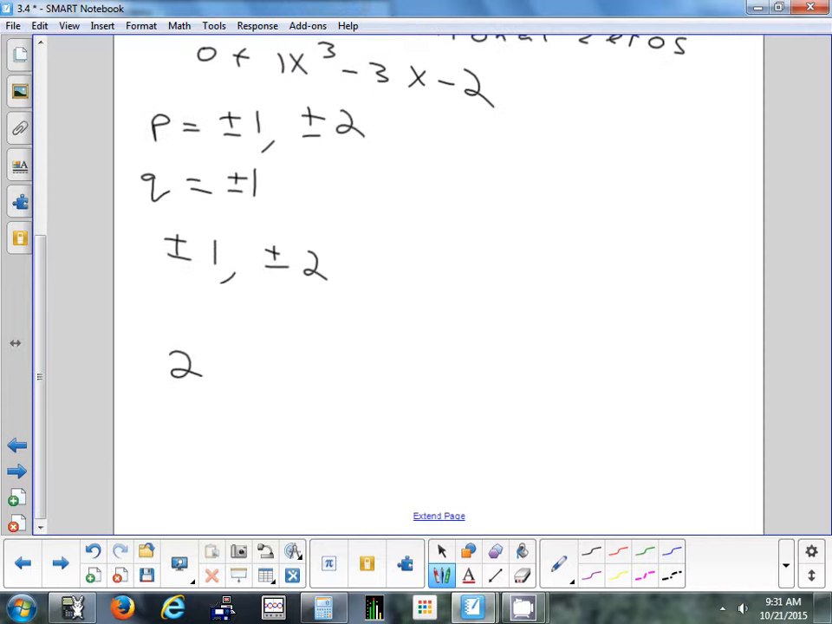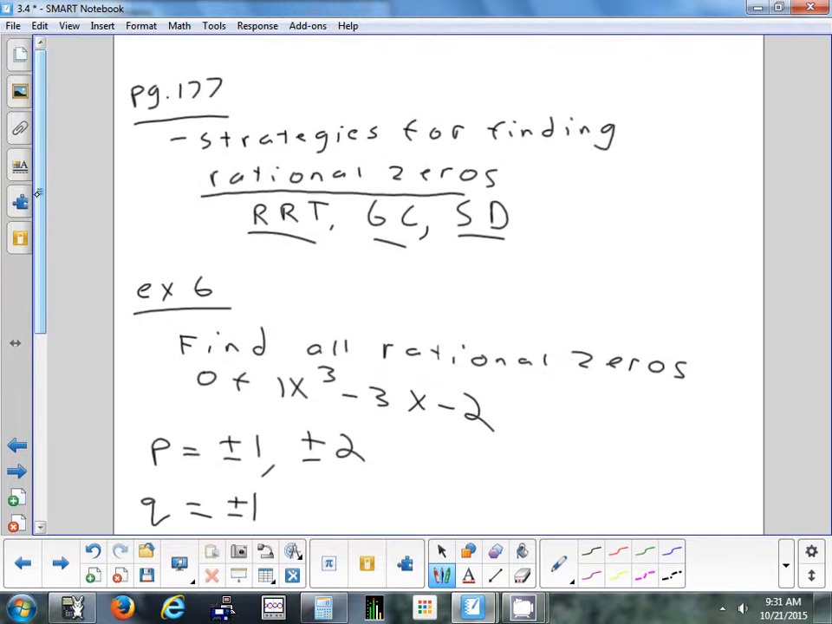All right, so I'm going to divide through by 2, because I think that's a root. I know it's a root. I checked it. Above, what does GC mean? A graphing calculator. Yeah, rational root theorem, graphing calculator, synthetic division.